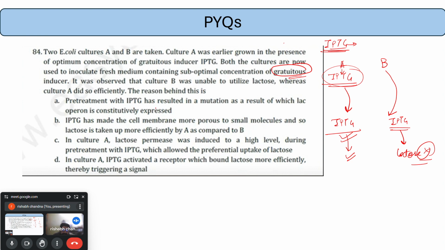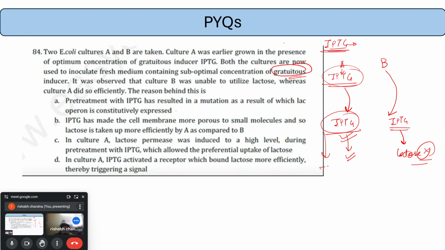Pre-treatment with IPTG has resulted in a mutation as a result of which lac operon is constitutively expressed. Okay. IPTG has made the cell membrane more porous to small molecules, and so lactose is taken up more efficiently by A as compared to B. Okay. In culture A, lactose permease was induced to a high level during pre-treatment with IPTG, which allowed the preferential uptake of lactose. Okay. In culture A, IPTG activated a receptor which bound lactose more efficiently and thereby triggered a signal. Okay. So what will happen?